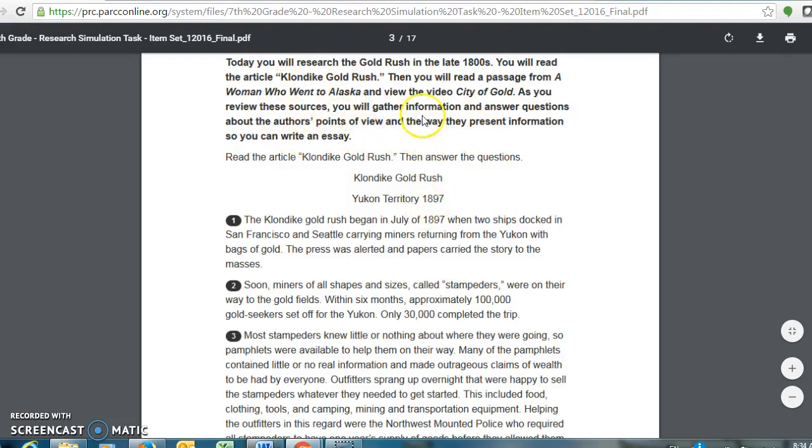In this part of PARCC, and in the ELA Units 1, 2, and 3, what's very important is for you to read this bold part right before the documents start. So here it's telling you what you're going to read, and then it says, as you review these sources, you will gather information and answer questions about the author's points of view and the way they present information so you can write an essay. Your purpose for reading is the author's points of view and the way they present information. So while you're reading, you should really be thinking about what is the point of view of this author and how is this author presenting information. That's your purpose. That's what you're going to write about later.